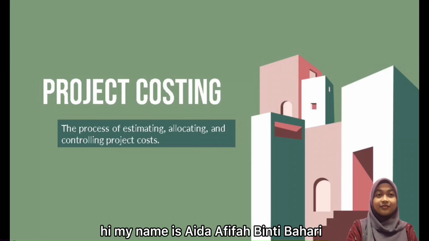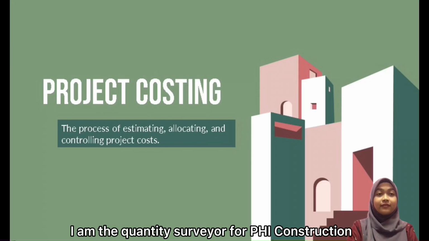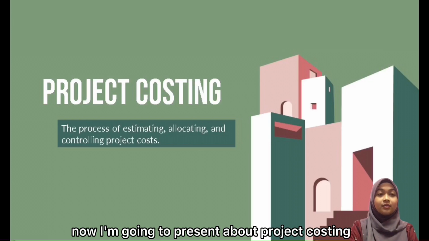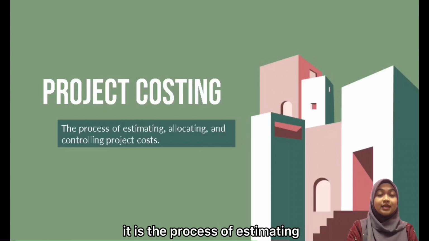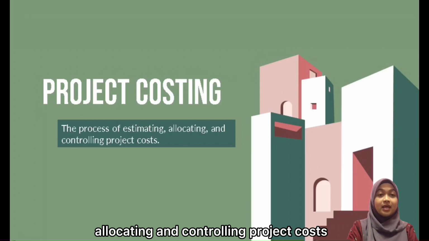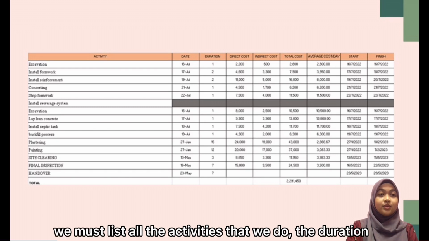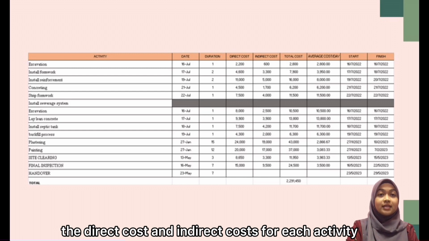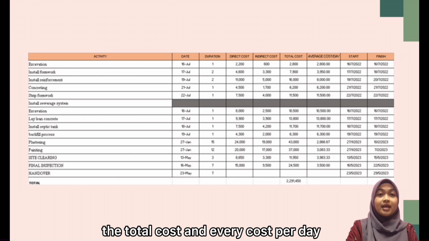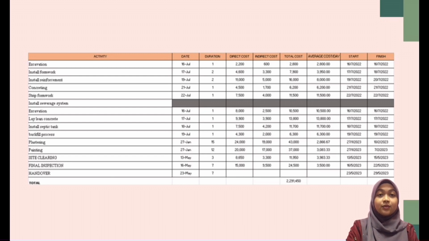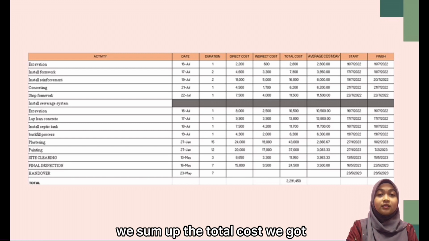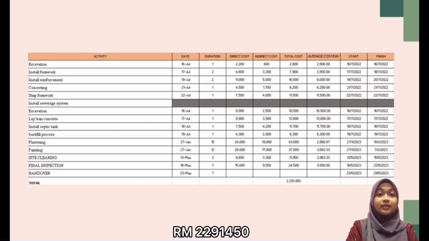Hi, my name is Aida Afifah Bahari. I am the quantity surveyor for Pi Construction. Now I'm going to present about project costing. It is the process of estimating, allocating and controlling project costs. To get the project costing, we must list all the activities that we do, the duration, the direct cost and indirect cost for each activity. Next, we calculate the total cost and average cost per day. We sum up the total cost. We got 2 million RM 2,291,450.